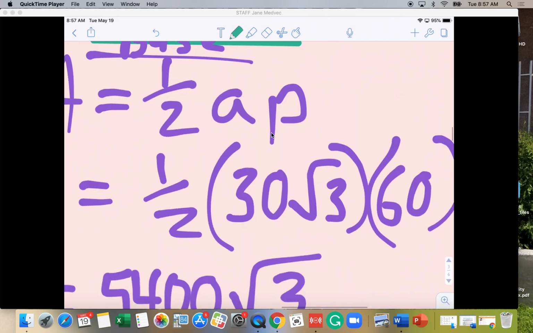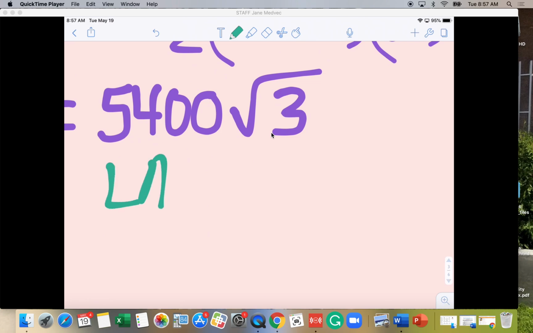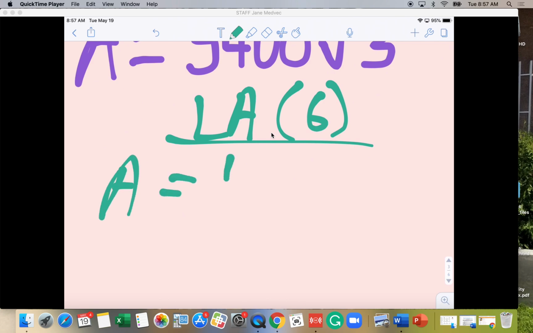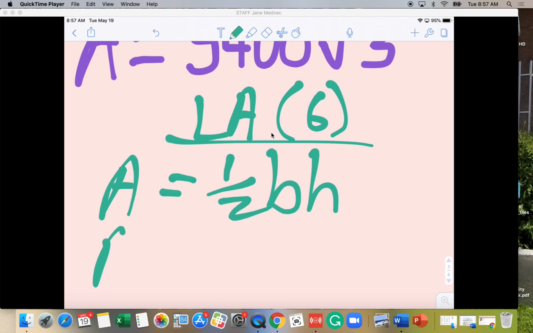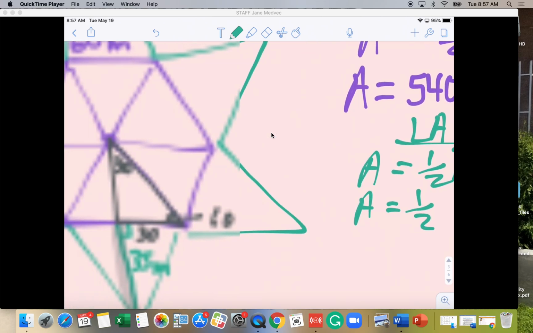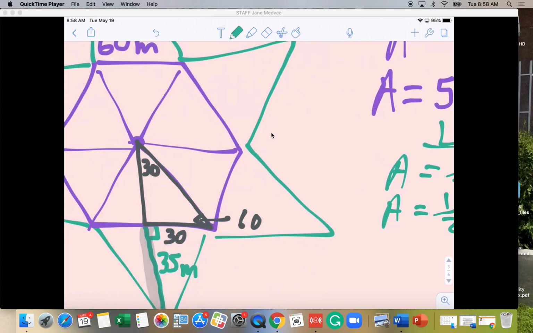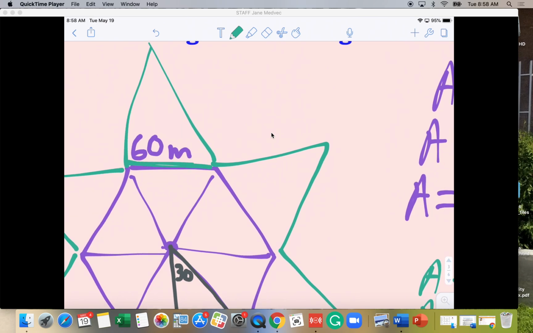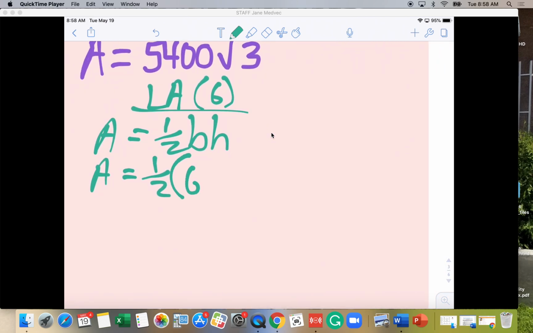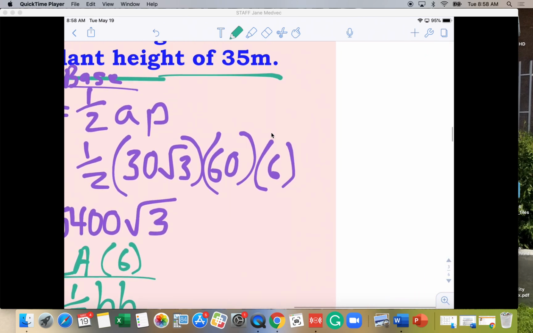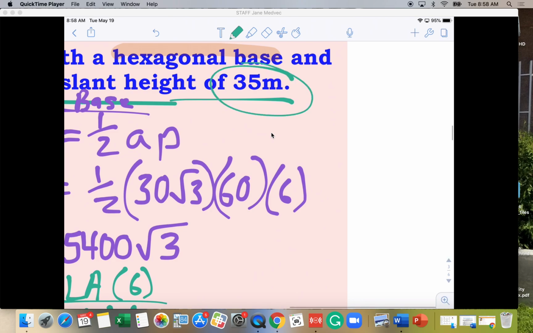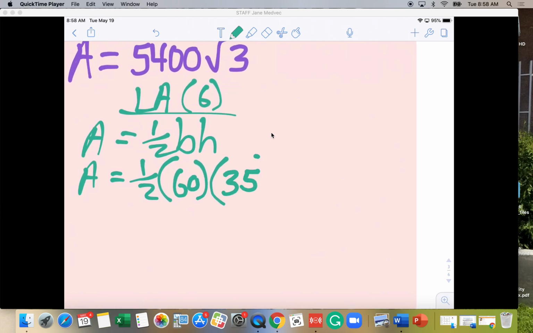Okay. Now I'm going to take a look at the lateral area. There are 6 triangles. The formula is A equals 1/2 base times height. I know that the base of the triangle is going to be 60 because they said the edge was 60. So I'm going to put 60 as my base, and they tell me that the slant height is 35, so I'll put in 35. One of my lateral areas is 1,500.